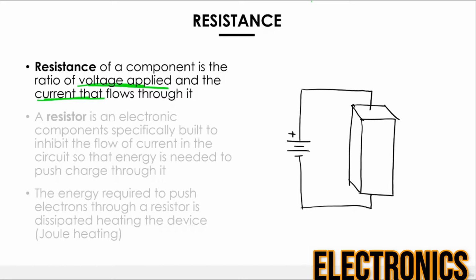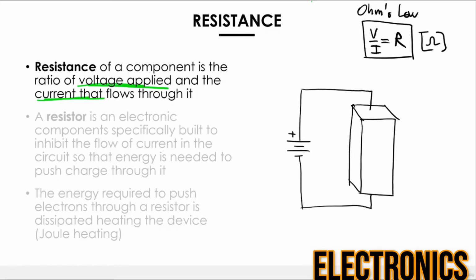So if you want to write it in an equation, this is it: V divided by I is equal to R. That is usually how resistance is indicated. This is called Ohm's law, and the unit of measurement of resistance is the Ohm.